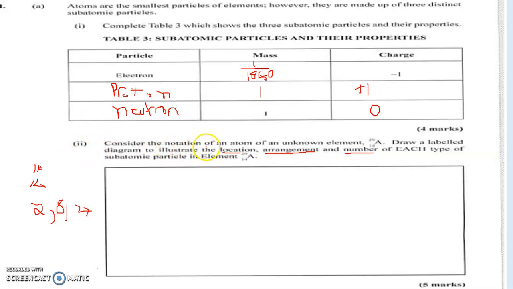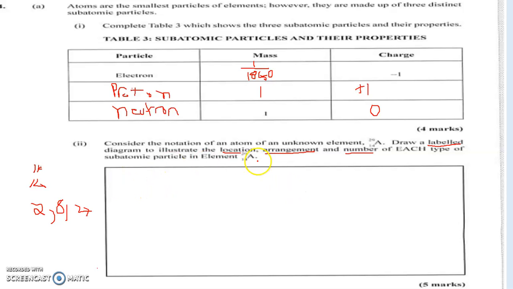It says consider the notation of an atom of an unknown element A, and here we have 29 and 14, 14 being the atomic number while 29 being the mass number. It says to draw a labelled diagram to illustrate the location, arrangement, and number of each type of subatomic particle in element A, which has 29 as the mass number and 14 as the atomic number. Let's also underline labelled, and this requires 5 marks. Remember, this is a CXC paper.